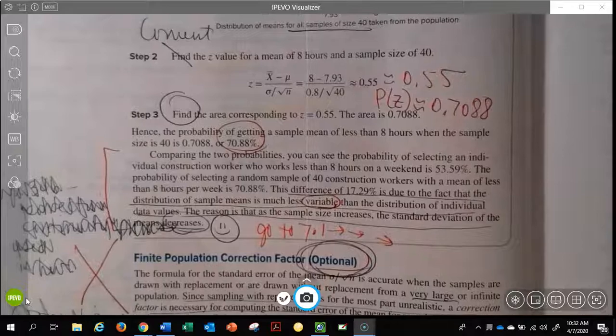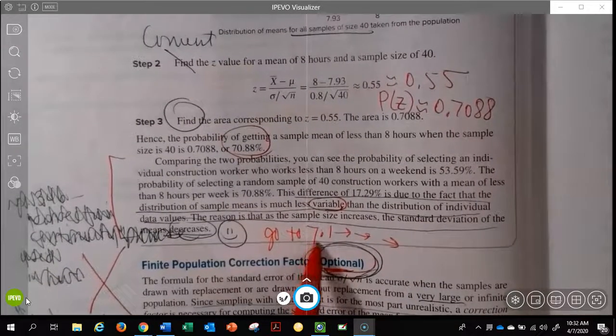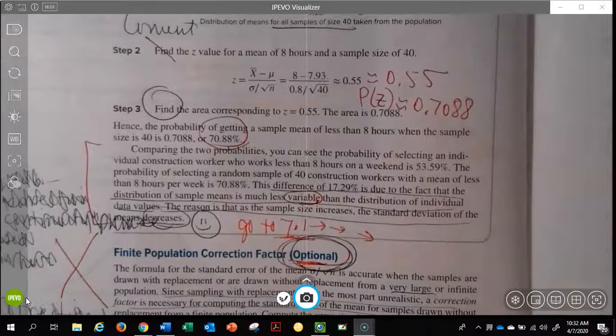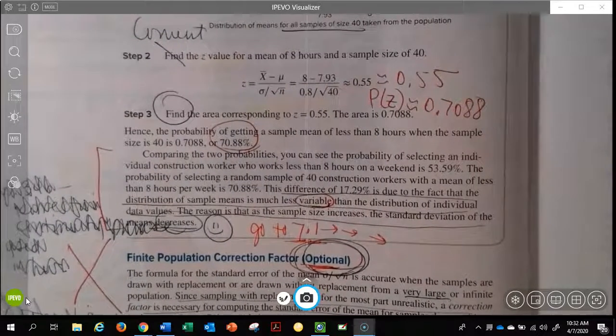We are done. This is optional. We're not doing it. 7.1. That was my note for last semester. We are done with 6.3.